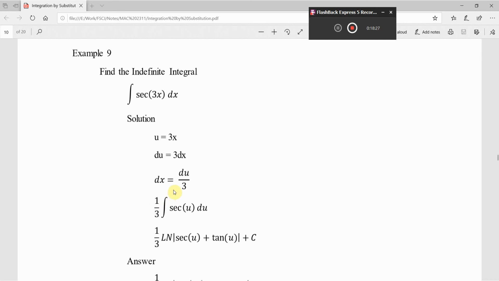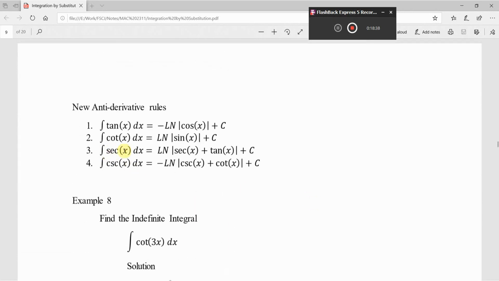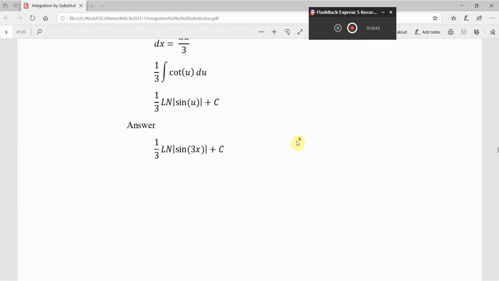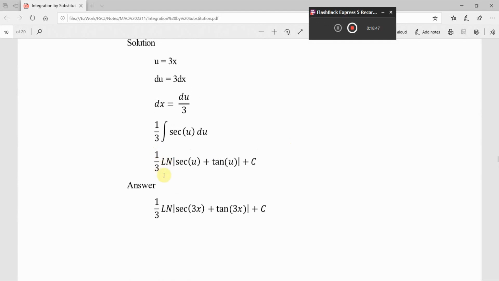So I get 1/3 times the antiderivative of secant of u times du. And then using that new antiderivative formula, the antiderivative of secant of x is the natural log of secant of x plus tangent of x. So I get 1/3 times the natural log of secant of u plus tangent of u plus a constant. And then lastly, where the u is located, I'm going to replace that with a 3x.